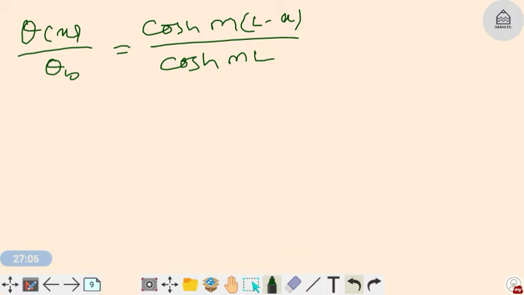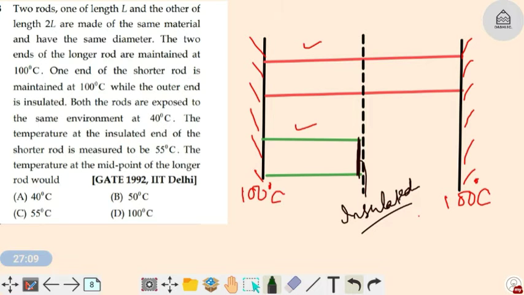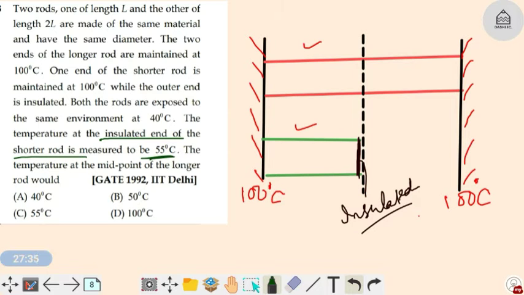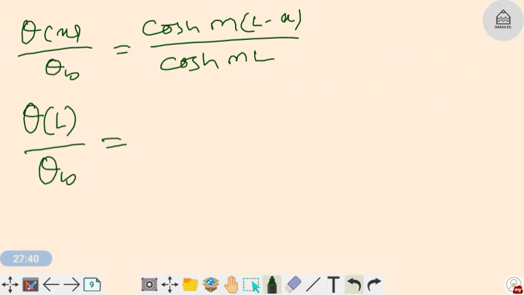One observation has been made that the insulated end of the shorter rod is at 55 degrees Celsius. So if I put x equal to L, theta at x equal to L, where T at x equal to L is 55 degrees Celsius, so theta at L is 55 minus 40, 15 degrees Celsius.